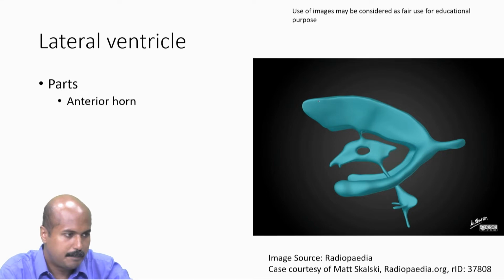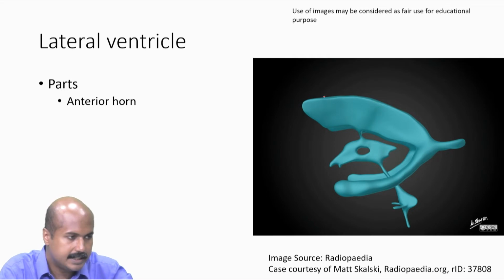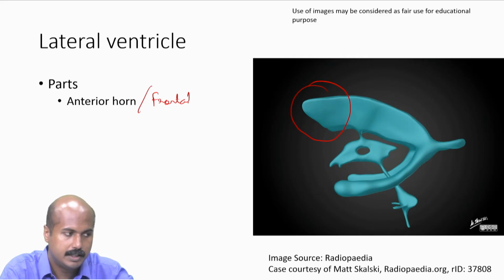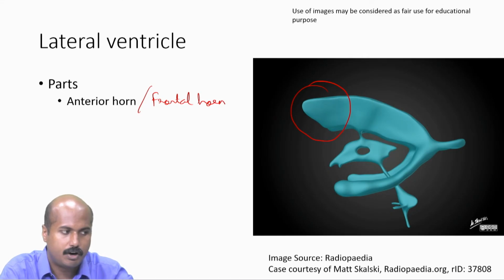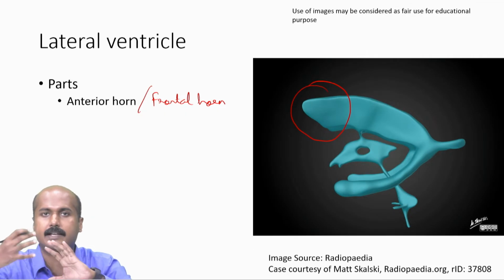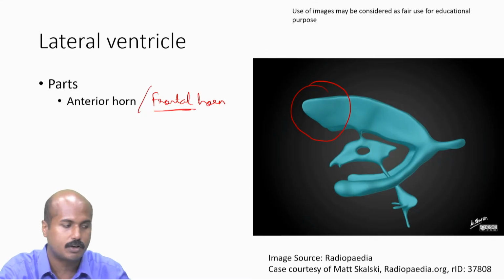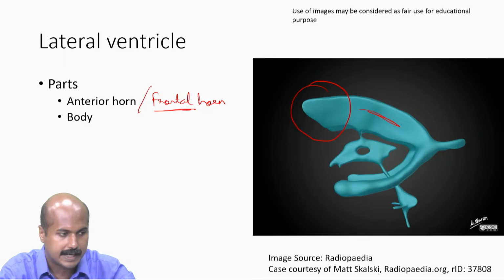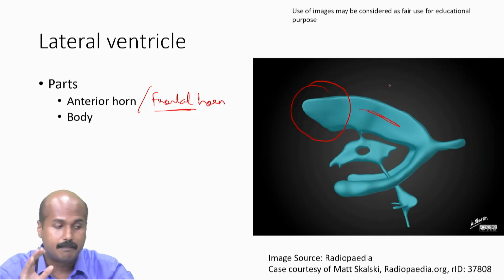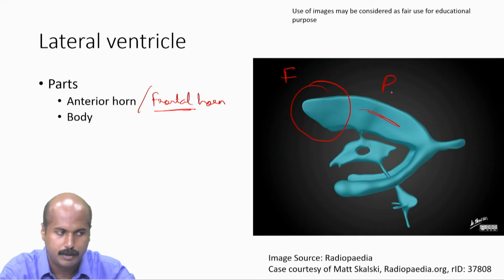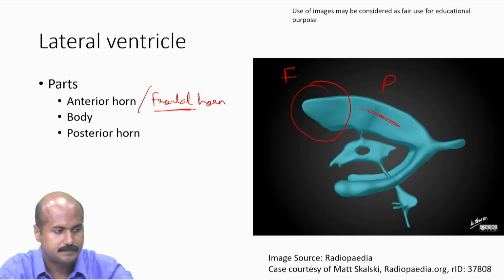Okay, the parts are, this is the anterior horn. Anterior horn is also called the frontal horn. The reason is that the anterior horn, as you know, is anterior and it is located in the frontal lobe. It is extending into the frontal lobe, so you can also call it the frontal horn. Then the anterior horn continues on to this segment, which is called the body. The body is actually located in the parietal lobe. The anterior horn, I told you, is in the frontal lobe. The body is located in the parietal lobe.